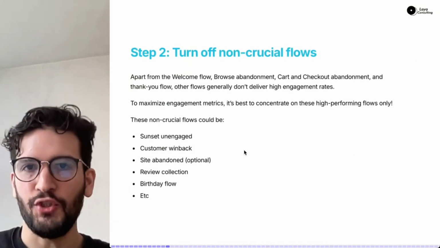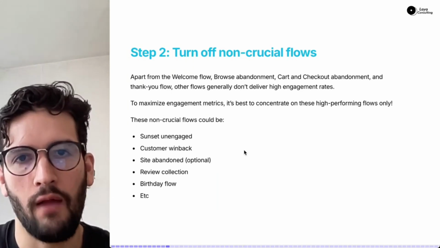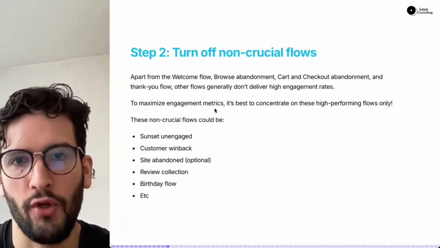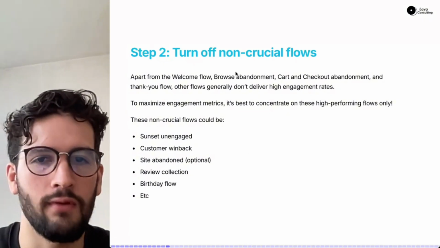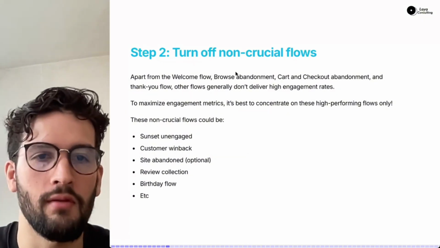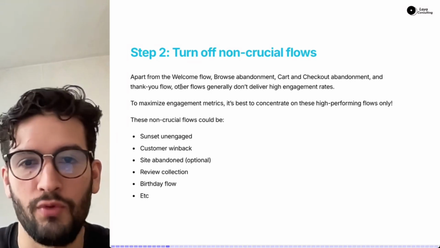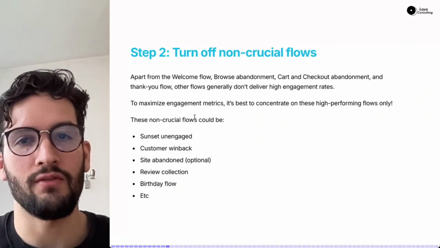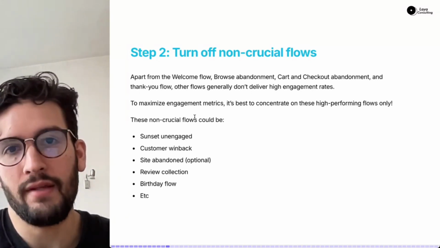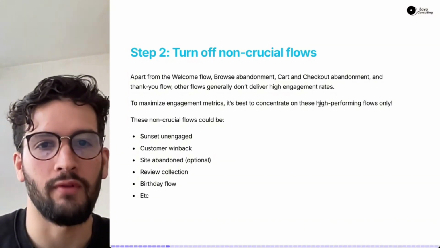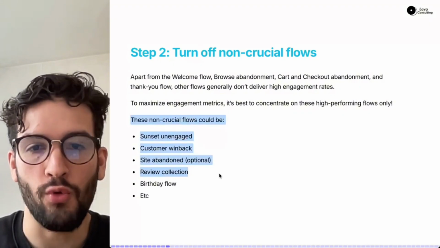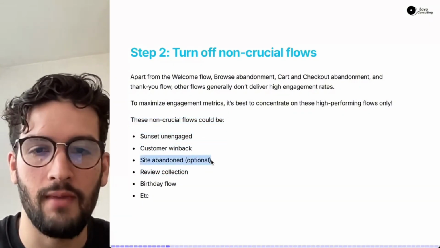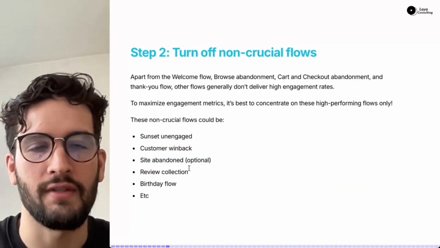Step 2 to fix your deliverability is turn off non-crucial flows. Apart from the welcome flow, browse abandonment, cart and checkout abandonment, and thank you flow, other flows generally don't deliver high engagement rates. To maximize engagement metrics, at least in the short term, it's best to concentrate on these high performing flows only. These non-crucial flows could be sunset unengaged, customer winback, site abandonment, review collection, birthday flow, etc.